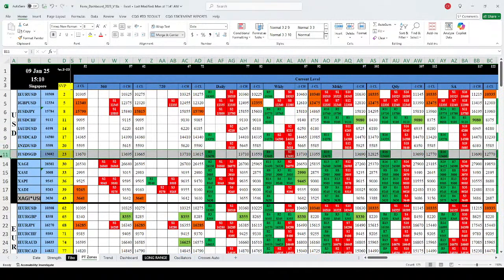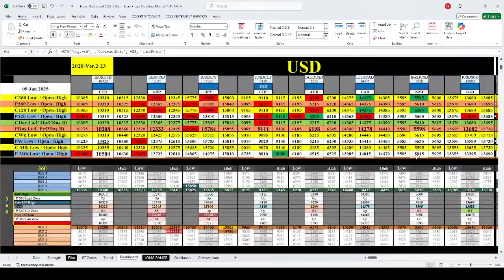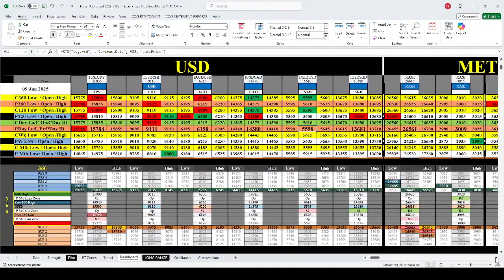Let's confirm it with the PT zones. Six hour is flat. Daily has buying, no selling force involved. Weekly is showing a strong buy with a weak sell. So I think buying is preferred. Now we look into the Sing dollar. Right now the market is trading at 36.80. So remember, we've got to exit before 37.10 or 37.25.